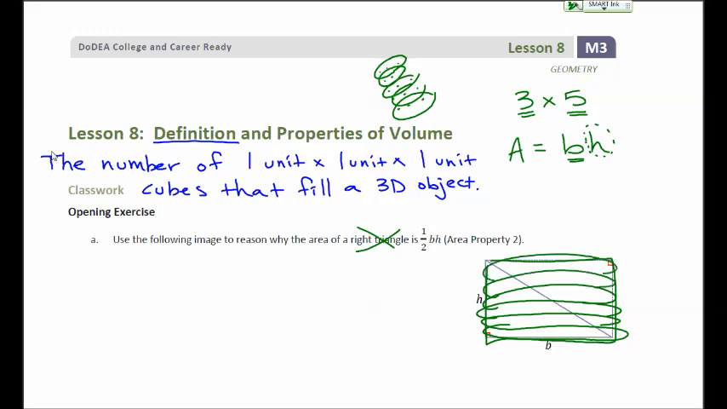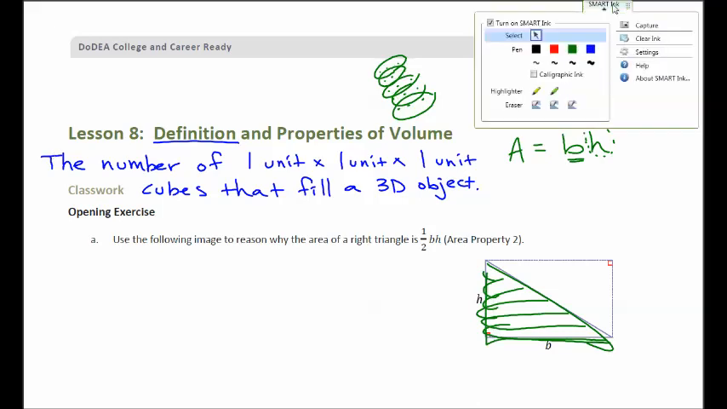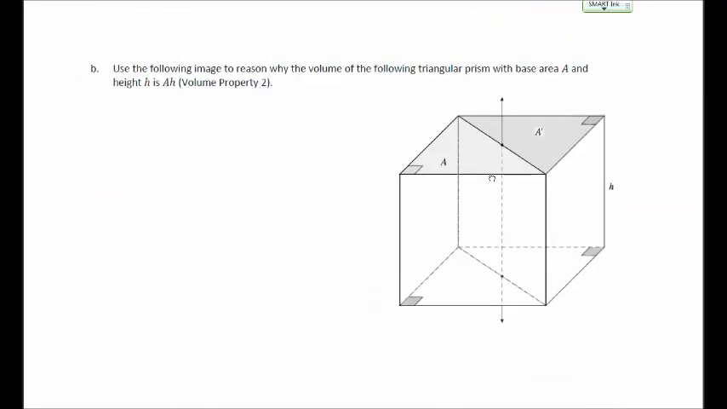Now, the reason that the triangle is 1/2 of that is because I take that area and cut it in half to find the area of the triangle. So it's half of that number of groups. So with that foundation of multiplication and counting number of groups, I now want to move to talking about volume.